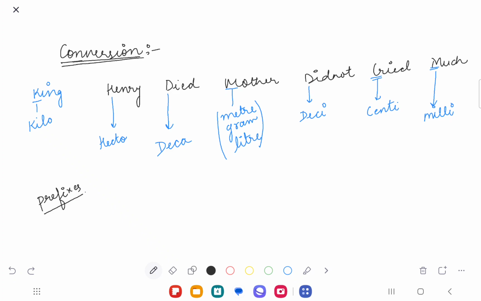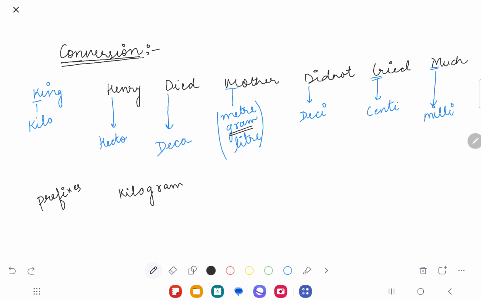Prefixes means what? Prefixes are added to the front of a word to make a different word. So how do you actually add? If I have gram, I can say kilogram.